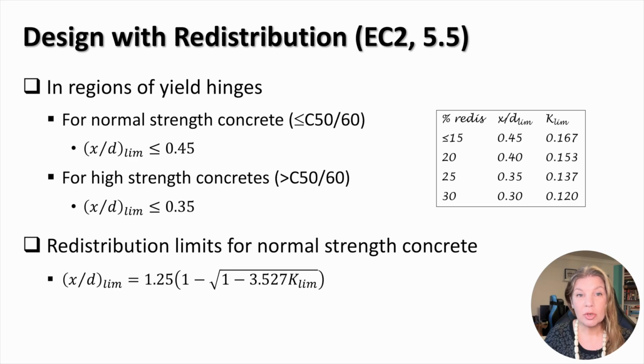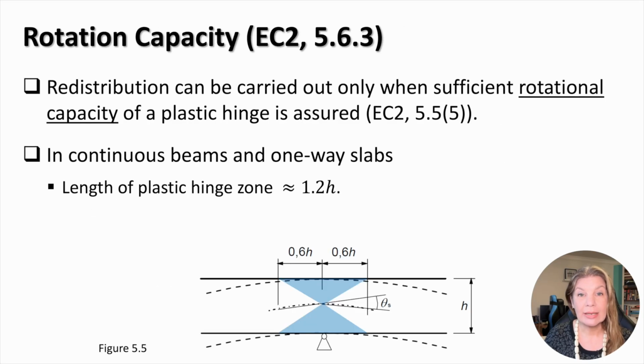The redistribution requires the regions with yielding hinges to have sufficient ductility. It is assumed that the redistribution of up to 15% does not affect the ductility in the regions of yielding hinges. When more than 15% bending is redistributed, the limit of the x to d ratio is reduced to ensure additional ductility of the regions of yielding hinges. The redistribution can be carried out only when sufficient rotational capacity of a plastic hinge is assured.